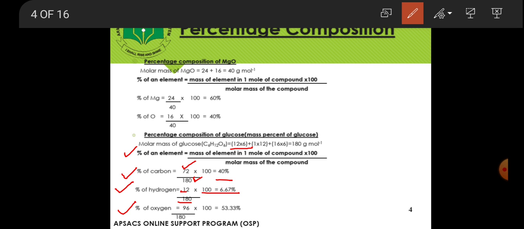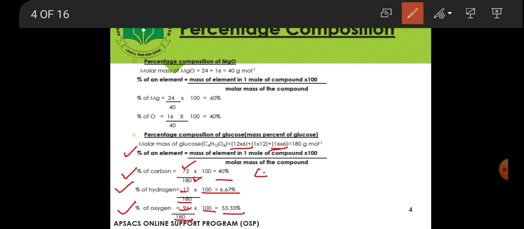The percentage of oxygen is equal to 96. Where did you get 96 from? Because 16 is the mass of one oxygen atom and there are 6 oxygen atoms. So 16 multiplied by 6 is equal to 96, divided by 180 multiplied by 100. So the percentage of oxygen in glucose is 53.33%.